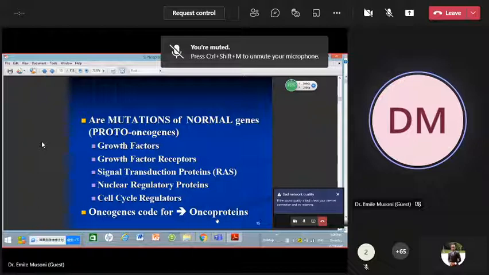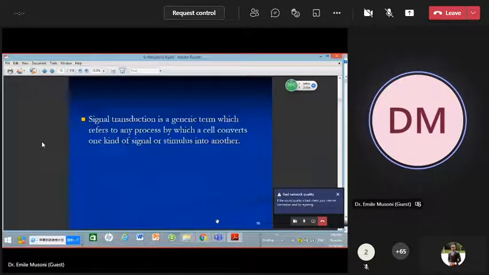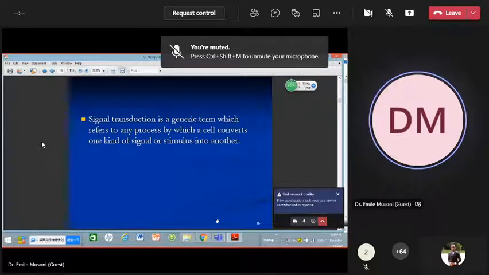Oncogenes code for oncoproteins. Maybe this one you have seen in your molecular biology. Signal transduction is a generic term which refers to any process by which a cell converts one kind of signal or stimulus into another. To convert one kind of signal or stimulus into another.